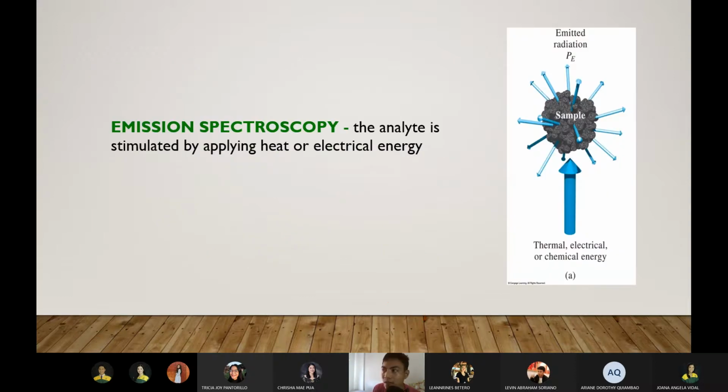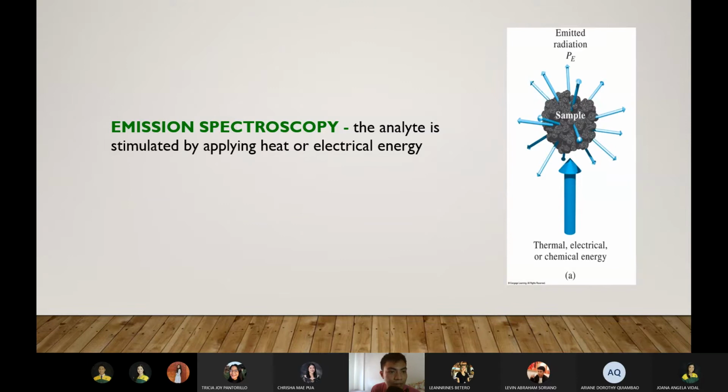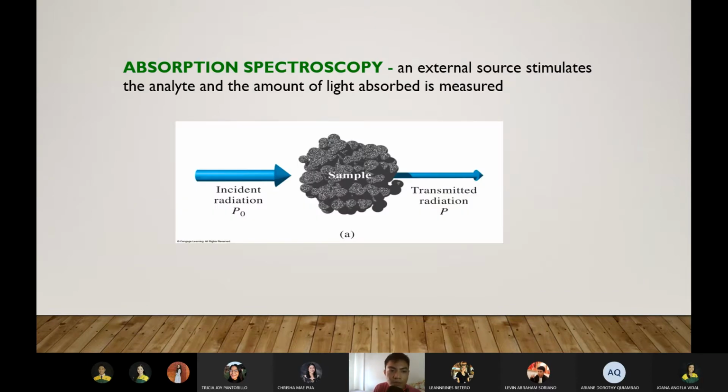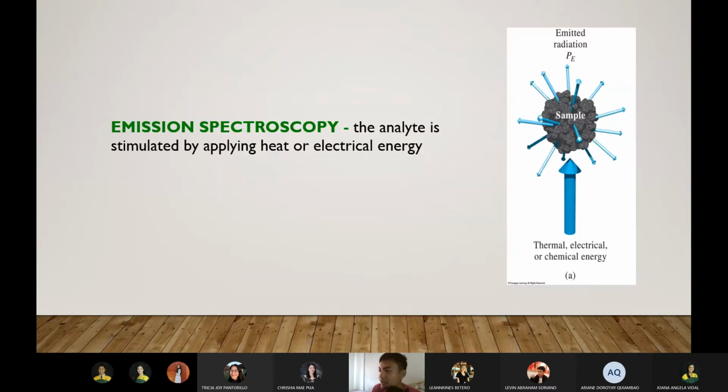So, let's go back and let's have a short review of the types of spectroscopy, no? Spectroscopic processes that happen in our matter, no? So, ano ba yung nangyayari when our light interacts with matter, no? So, there are three modes, no, na pwede mangyari. We could have emission, we could have absorption, and we can have photoluminescence. Okay? So, isa-isahin lang natin just to have a short review.